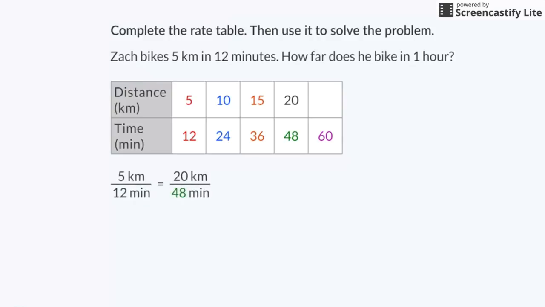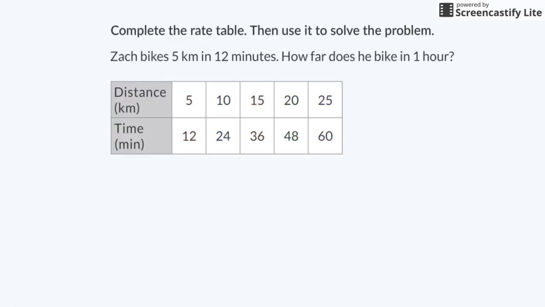I solve the next ratio by multiplying 5 by 4 to get 20, and place that in the table. And, finally, I complete the last equivalent ratio by multiplying 5 times 5 to get 25. I place that in the table.